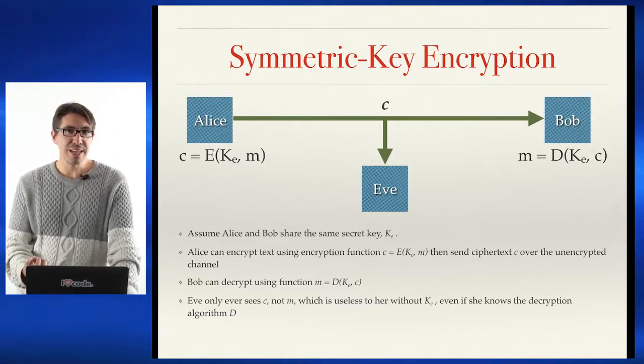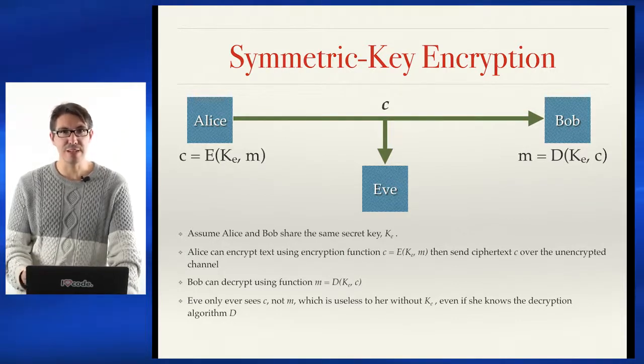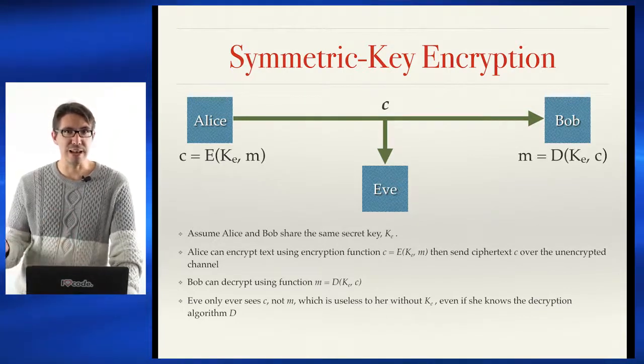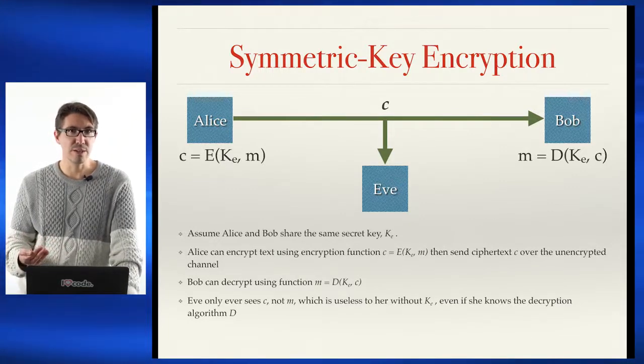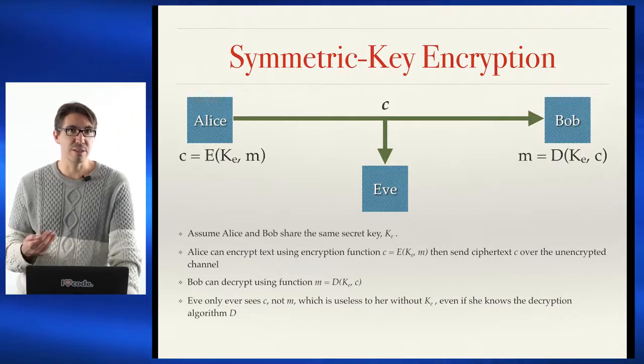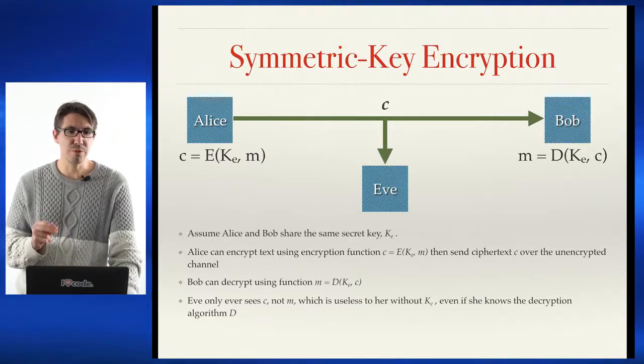Now, Eve, viewing the network, is only going to see the ciphertext C and never the actual message M. So she'll be able to see encrypted text going by, which to her should look like gibberish, and unless she knows the K sub E, the encryption key, even if she does know the algorithm being used, she should not be able to decrypt this text.